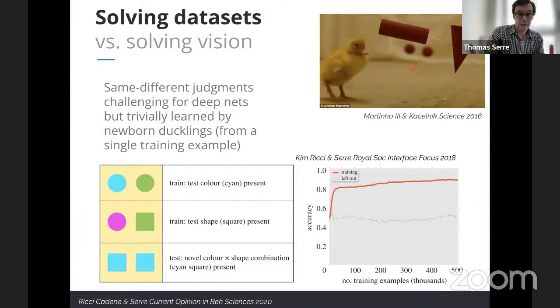And what they showed is that the duckling could, from a single training example, right? We're not talking about the hundreds of thousands of training examples here, but from a single training example, the duckling was able to generalize beyond color or shape. So that's orders and orders of magnitude better than almost anything you could get from modern-day deep neural networks. I'll skip the details. We've done a lot of work on this. I'll just give you the high-level summary.